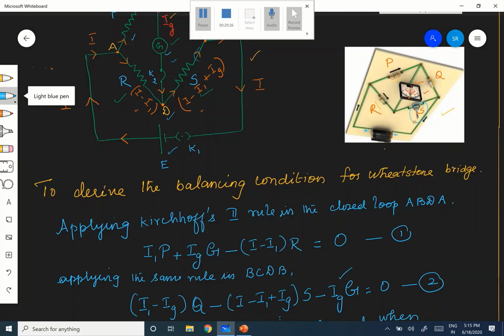Therefore the Wheatstone bridge method remains unaffected by the internal resistance of the cell and the resistance of the galvanometer. One more very important thing is that it becomes very sensitive if all the resistances P, Q, R, S, in ohms, are nearly equal, almost the same. Then the meter will be very, very sensitive. Are you following, children? So this is deriving the balancing condition for the Wheatstone bridge. Is it clear?